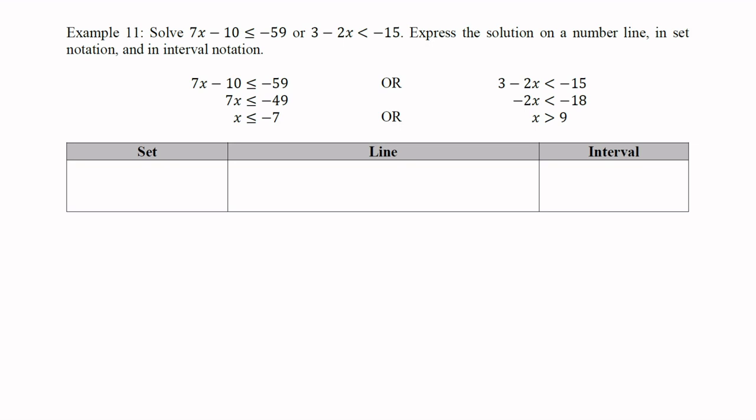And we're going to take that last statement that we have, and we're going to just drop that into set notation as our solution for that part. On the number line, we have everything shaded, so everything that is less than or equal to negative 7, and we'll also shade everything that is greater than 9. And in interval notation, we have two intervals that are going to be joined by a union.